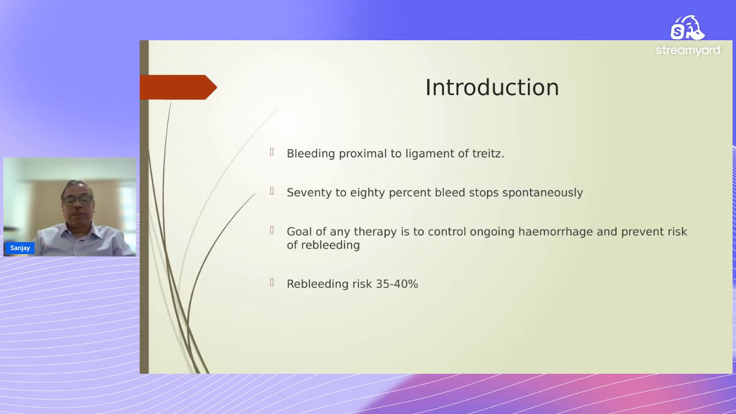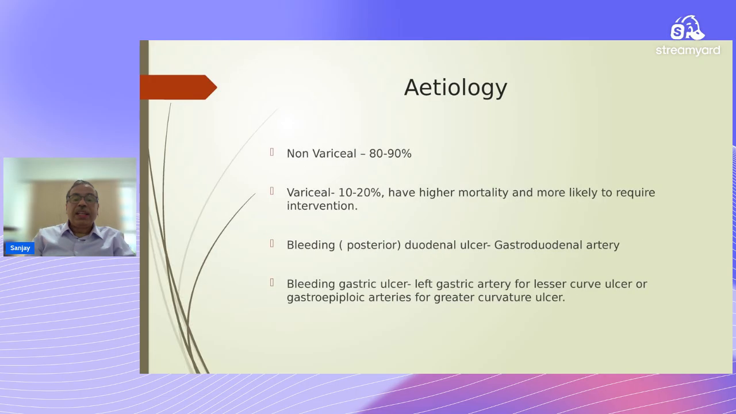The rebleeding risk remains very high. Any patient who has one episode of upper GI hemorrhage, depending on time duration, has a risk of rebleeding of about 35 to 40%. So that's quite a high percentage of rebleeding cases.